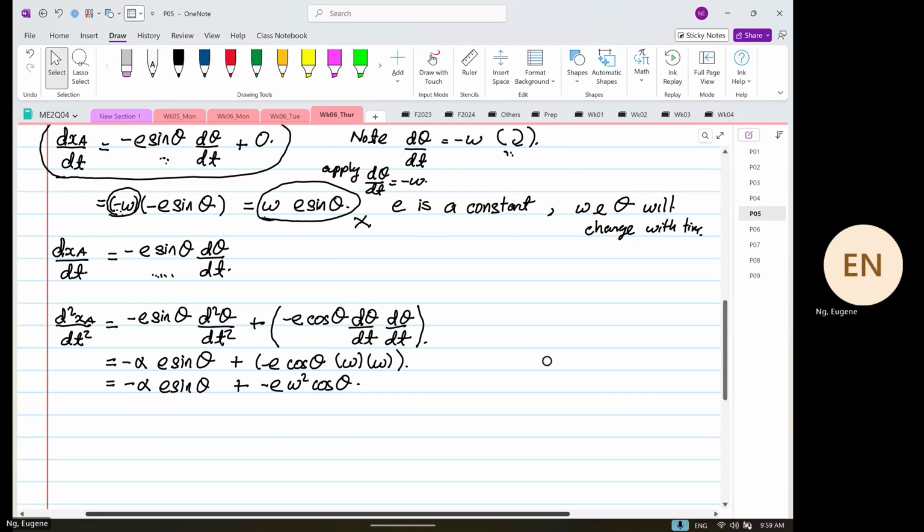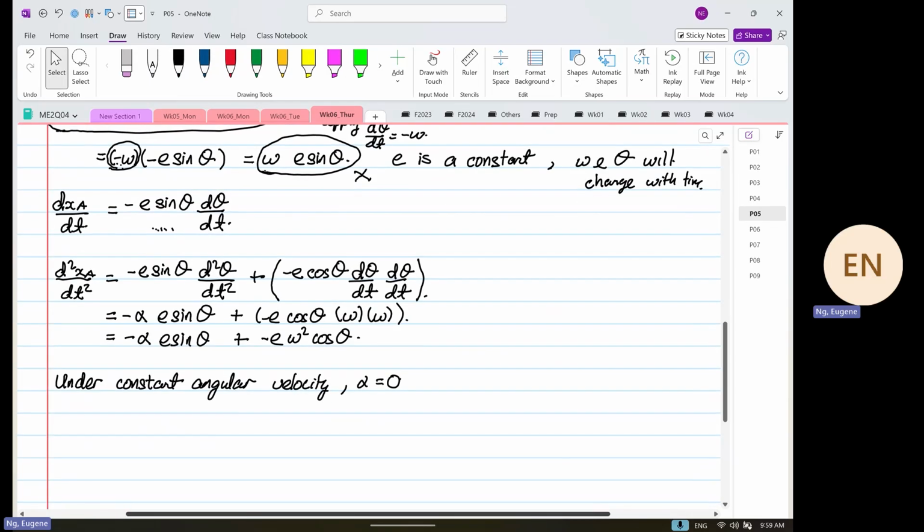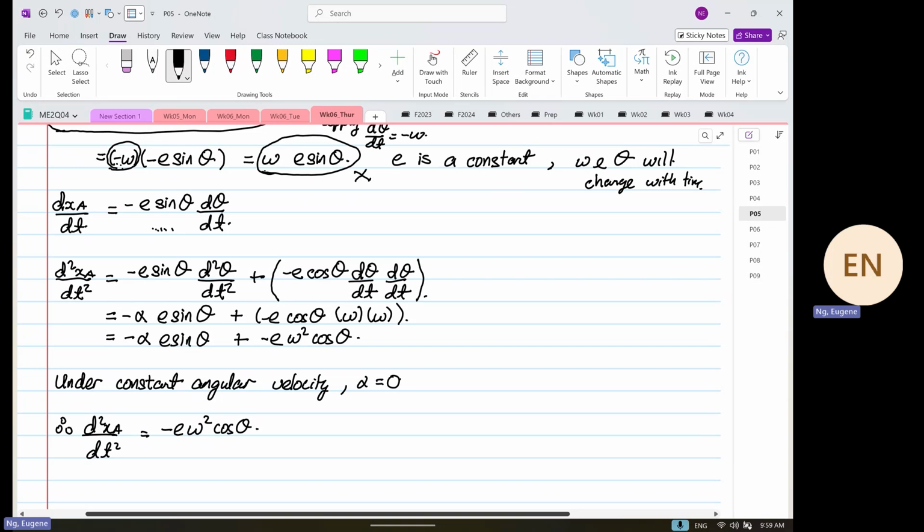So finally, before we go there, we know that under constant angular velocity, alpha is equal to 0. So therefore, d squared xa over dt squared is equal to minus e omega squared cos theta.